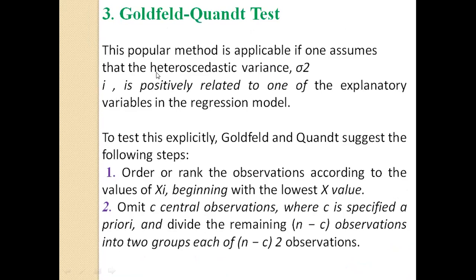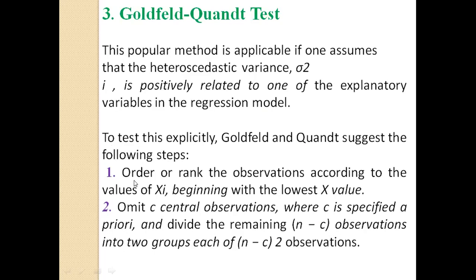This is positively related to one explanatory variable in the regression model. As in the Park test, the variance of the error term depends on the explanatory variable, that is x1. The same thing is followed. To test this explicitly, Goldfeld and Quandt suggested the following steps. Before running the model, we need to follow certain steps.